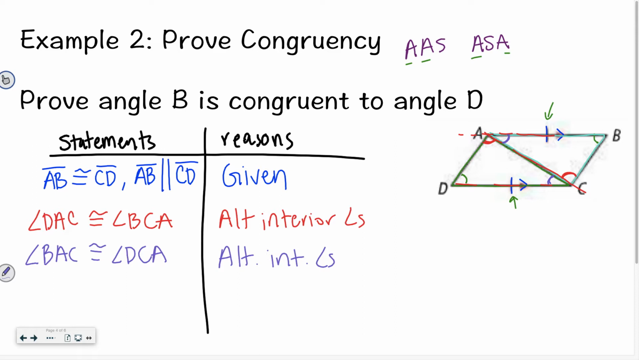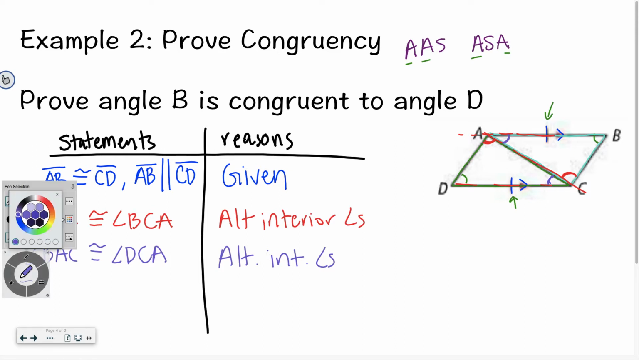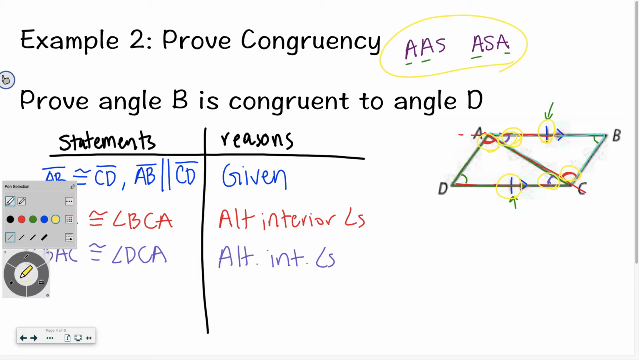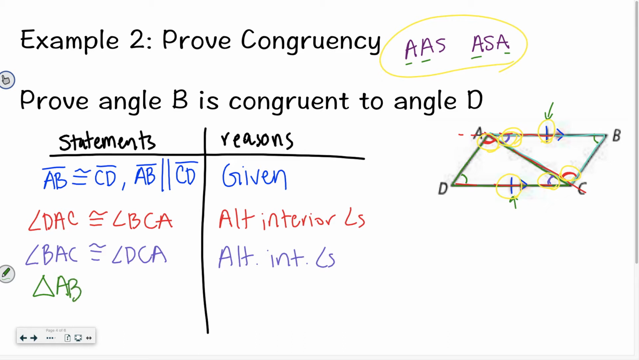So now I have two angles and a side. So I have to figure out which of these two I am using. So I have angle, angle, side. Angle, angle, side. Should have started the same order. So what I can say is that triangle ABC is congruent to triangle CDA by angle, angle, side.